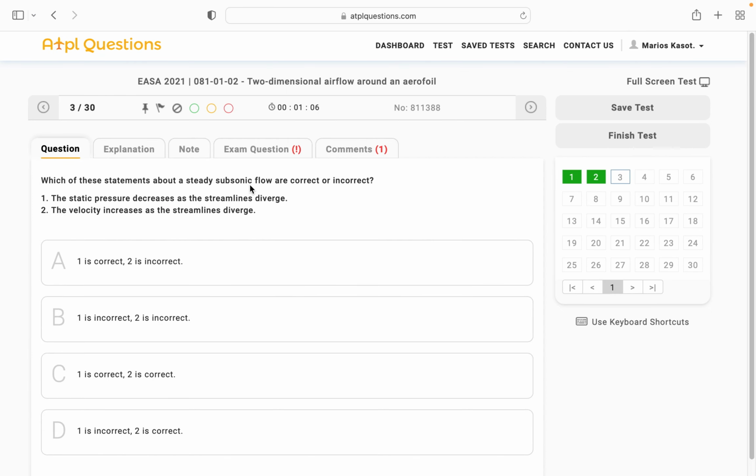Which of these statements about a steady subsonic flow are correct or incorrect? The static pressure decreases as the streamlines diverge. Of course, this is incorrect. And the velocity increases as the streamlines diverge. Of course, this is incorrect.